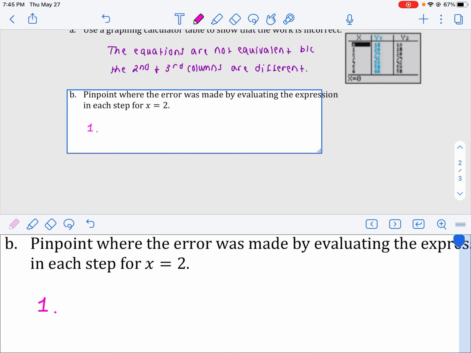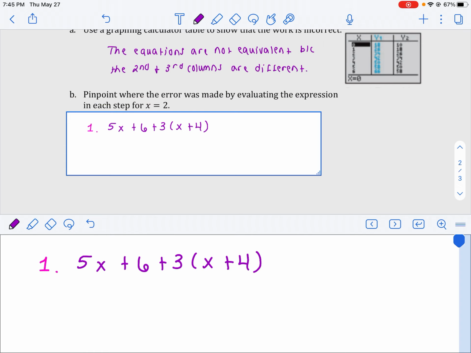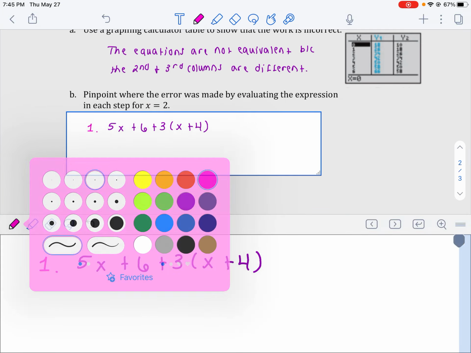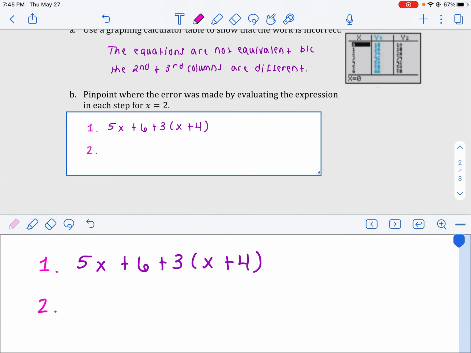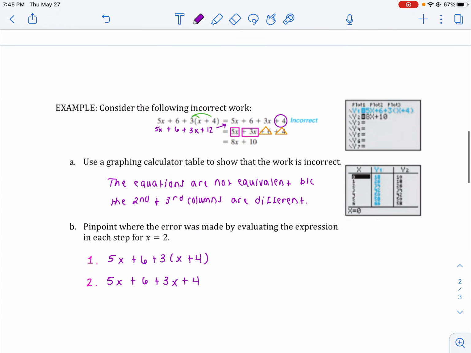So like I said, our beginning expression was 5x plus 6 plus 3 times the quantity x plus 4. Then the second line, after they distributed the 3 incorrectly, they've got 5x plus 6 plus 3x, and again they forgot to distribute the 3 to the 4, and instead of writing 12, they accidentally wrote 4. That's what they did right here.